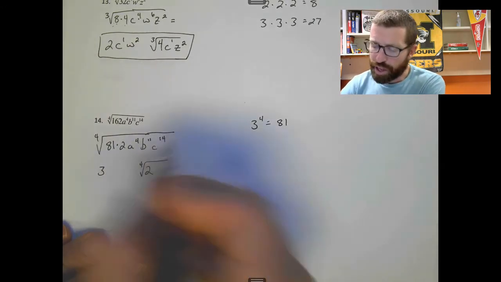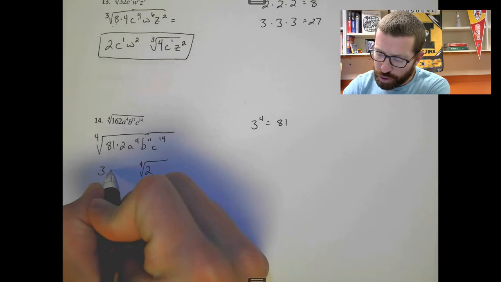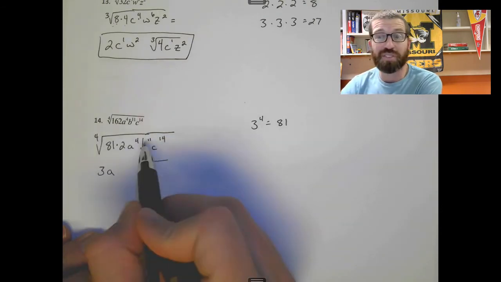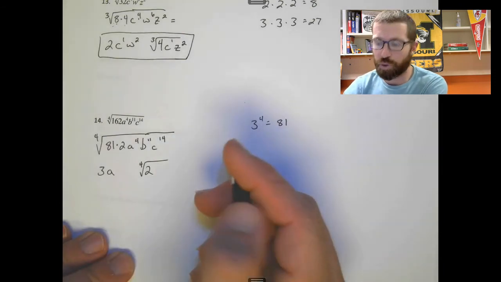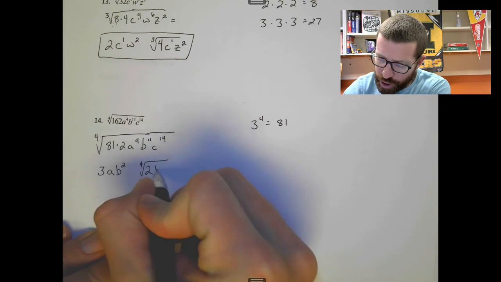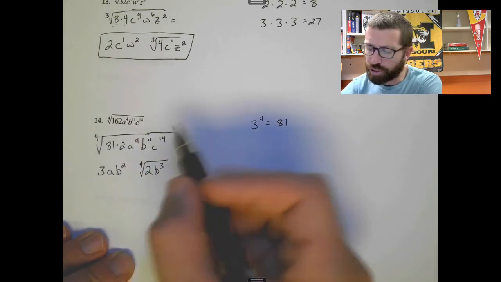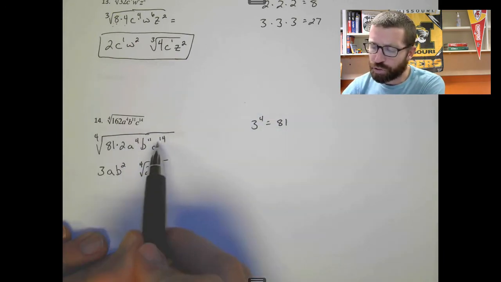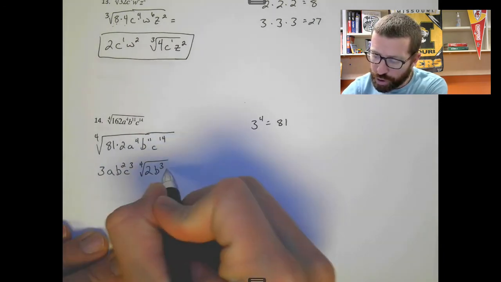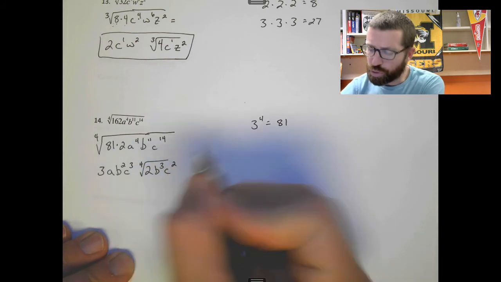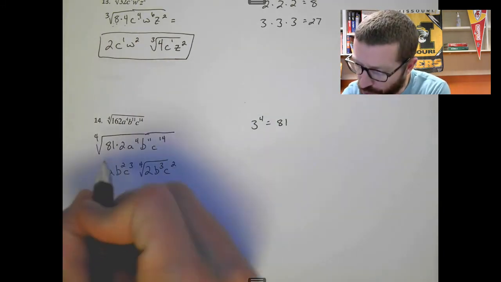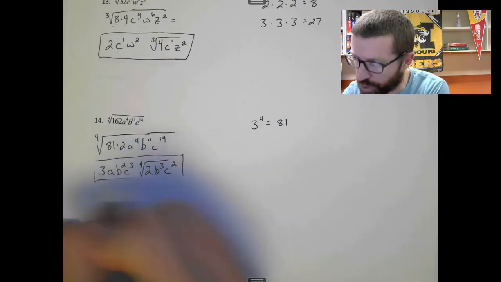4 divided by 4 is 1 with no remainder. So we have a to the first on the outside. 4 goes into 11 twice, and b to the 8 with the remainder of 3. So b to the second on the outside and b to the third on the inside. And then 4 goes into 14 3 times. So c to the third on the outside with the remainder of 2. 4 times 3 is 12, so there'd be 2 left over. I would pause and think about those exponents on that one.